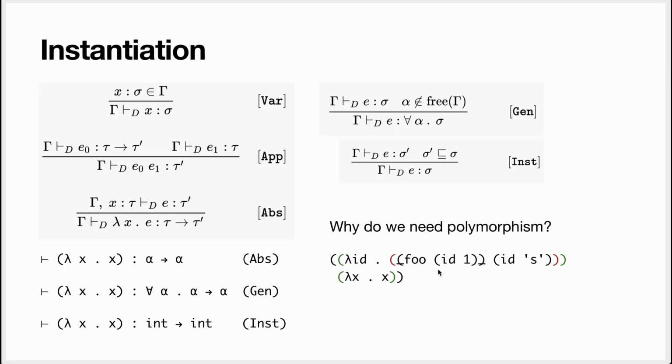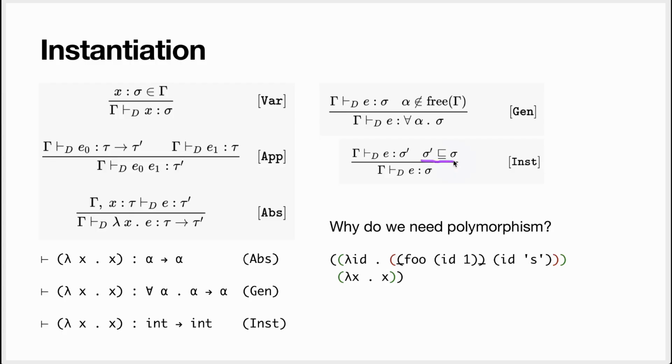However, what we cannot do is apply this function. Why? Because if you look at the application rule, the function has to be tau to tau prime, and these are monomorphic types, and there's no allowance for polymorphism there. So what we need is an inference rule that goes from the polymorphic type to a specialized type. And this is the instantiation rule. What it says is that if we have inferred that E is of type sigma prime, and we know that sigma is more specific than sigma prime, then we can specialize E to be of type sigma.